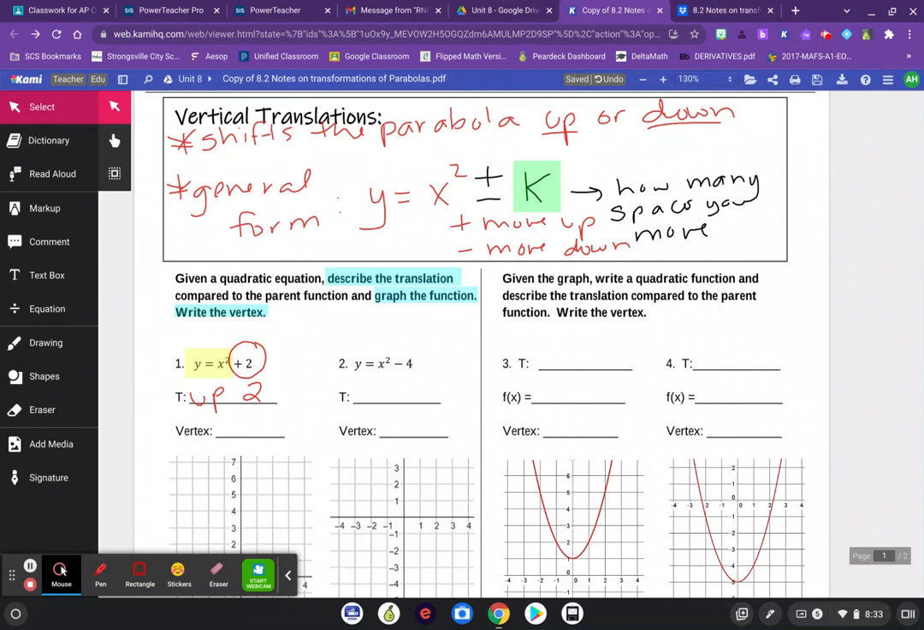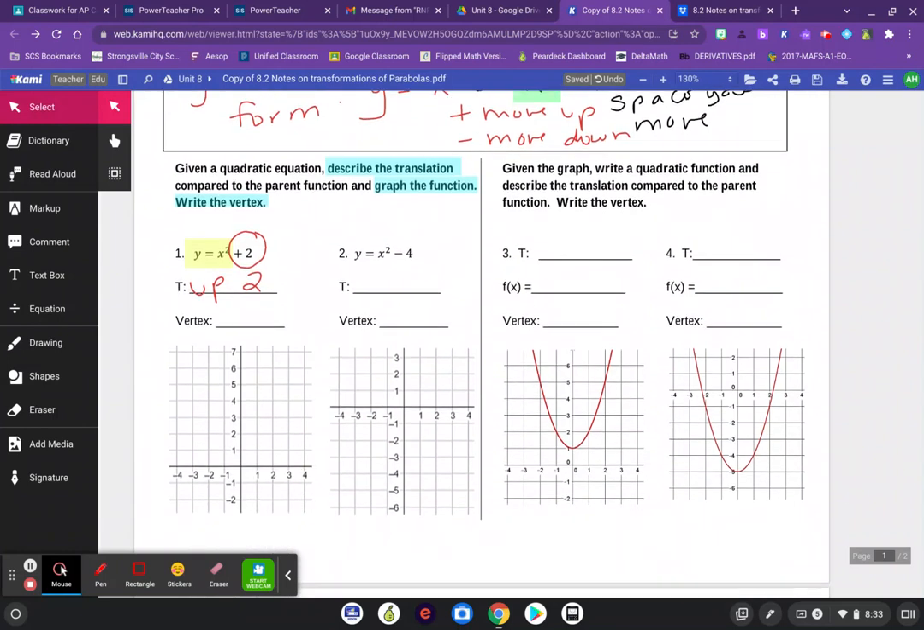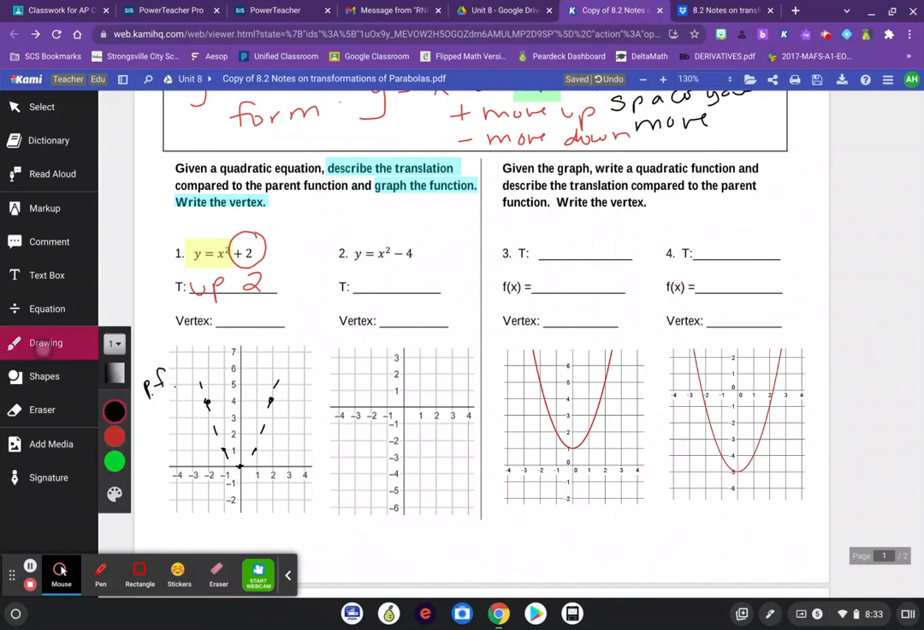And so what I personally like to do is I like to get a little sketch of my parent function on here, just a quick (-2, 4), (-1, 1), (0, 0), (1, 1), and (2, 4). And I just draw in a dash because this is not the new graph that they want graphed. This is the parent function. So this is my parent function.